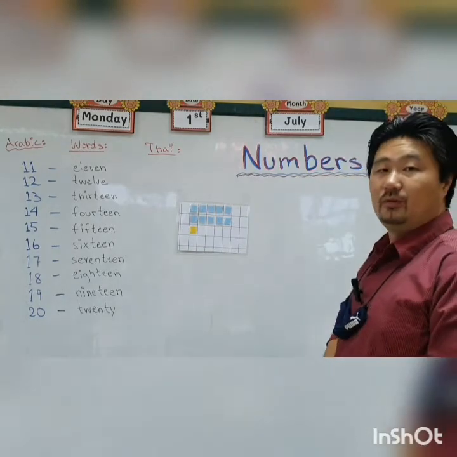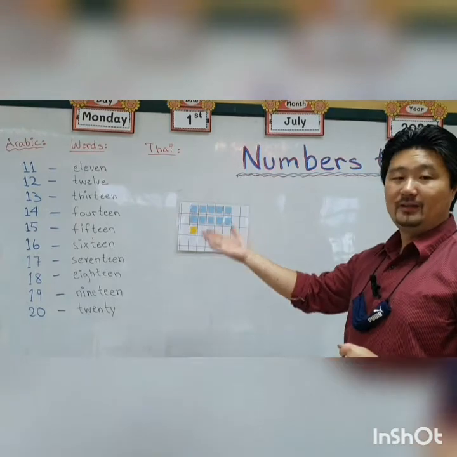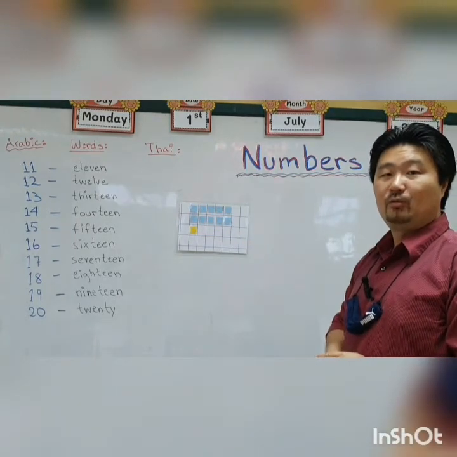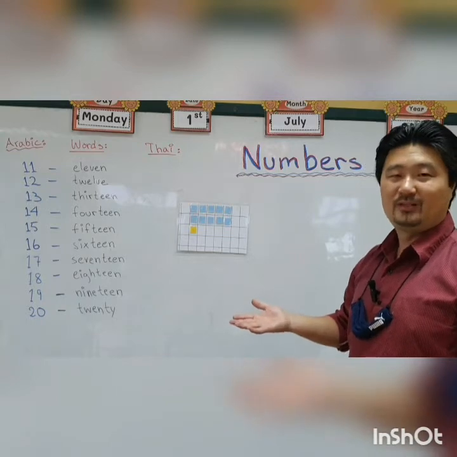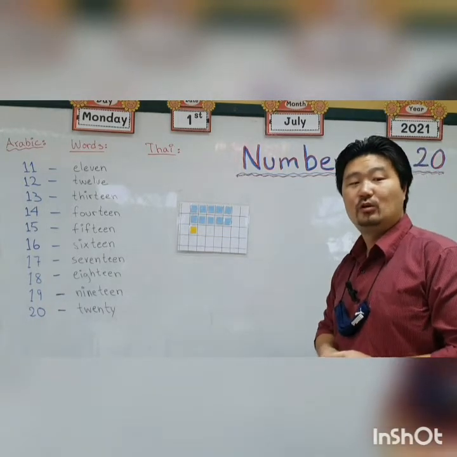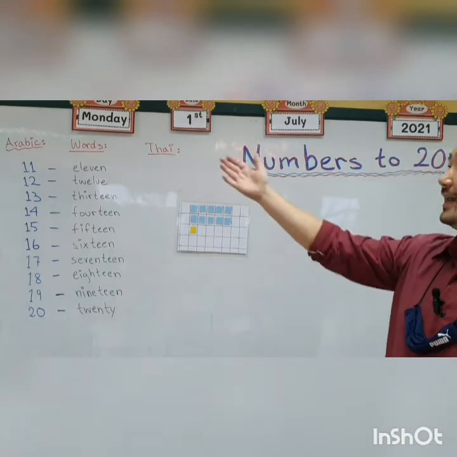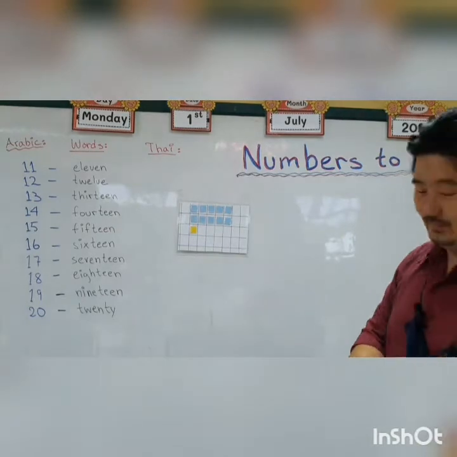Okay, so we will continue with numbers from 11 down to 20. You already know from the previous unit, a few months ago, numbers 1 to 10. So in this unit we're going to build on that, so we're going to add numbers 11 down to 20. Alright?